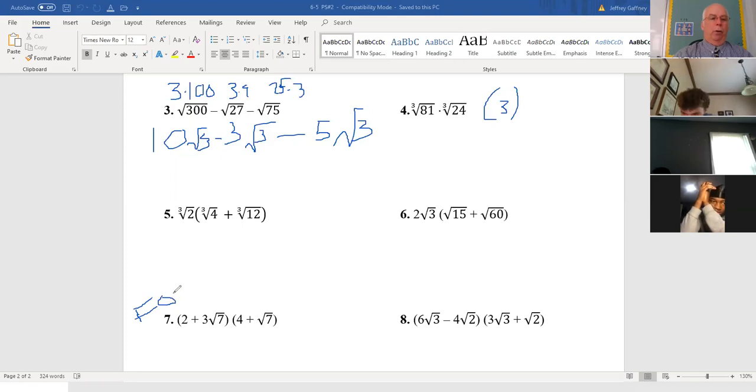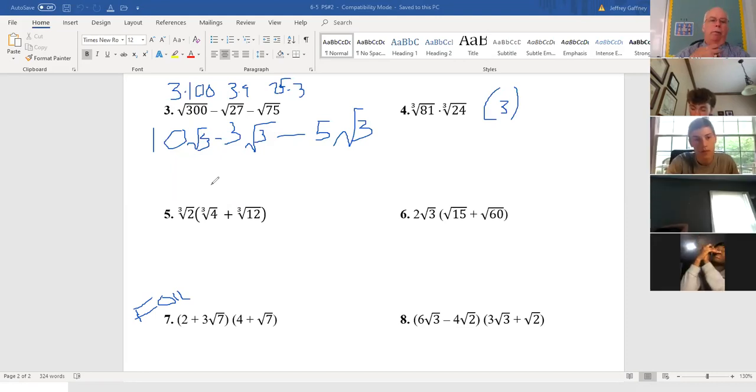We've done foiling, so I think you're probably pretty decent at it. Let me walk you through number 5. What property are we applying on number 5? Distributive. All right, so let's just do it. Don't get hung up like, oh, this is multiple radicals. Distributive. Let's just do what's put in front of you. Play the hand you've been dealt. So what's 2 times 4?